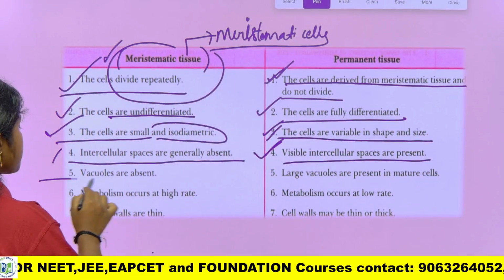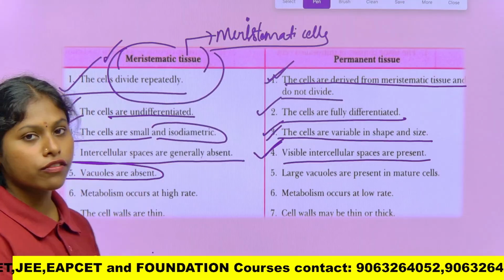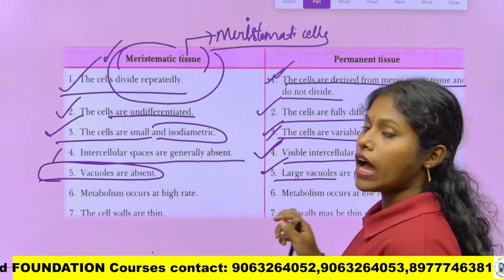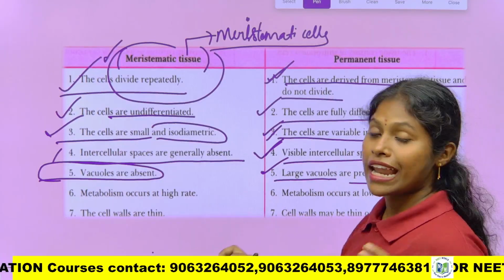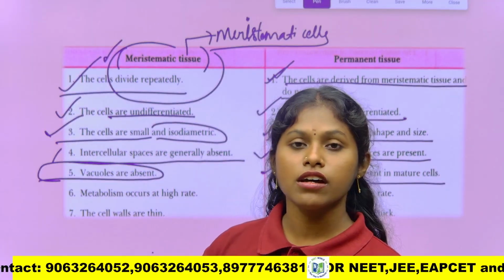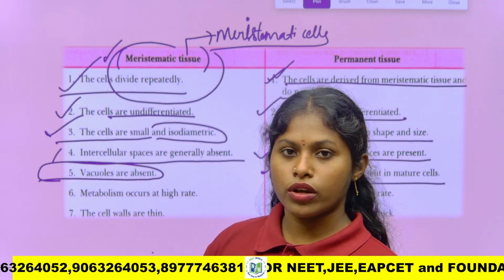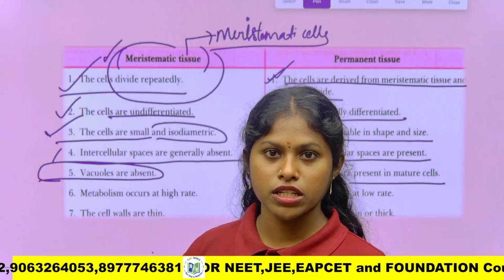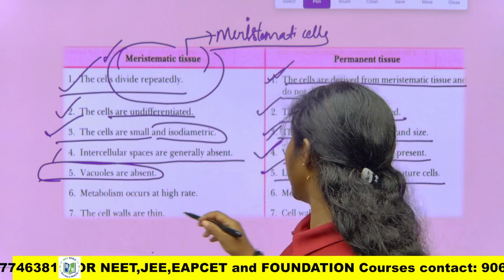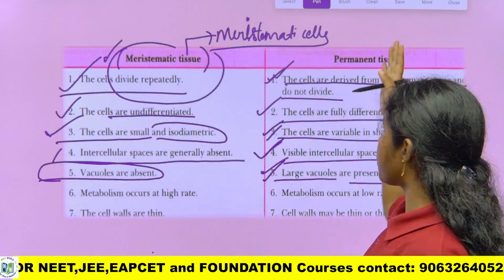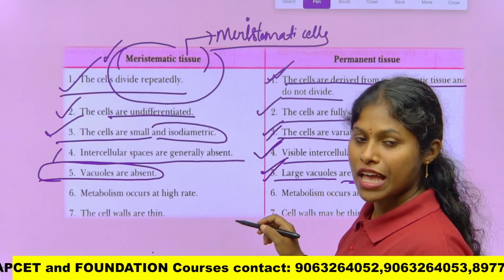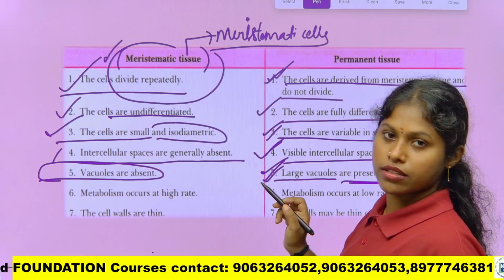Here the vacuoles are absent. The meristematic tissue is devoid of vacuoles. In permanent tissue, large vacuoles will be present in mature cells. What is the function of vacuoles, children? Mainly the function of the vacuole is the storage of food, right. So, what is the function of the phloem, children? It delivers the food to every part of the plant, right. These permanent tissues have large vacuoles present in mature cells, and complex permanent tissues also have large vacuoles, right.